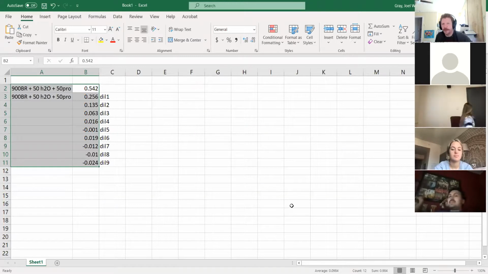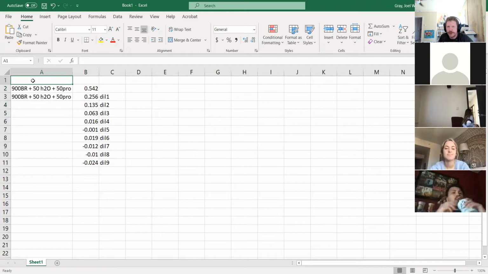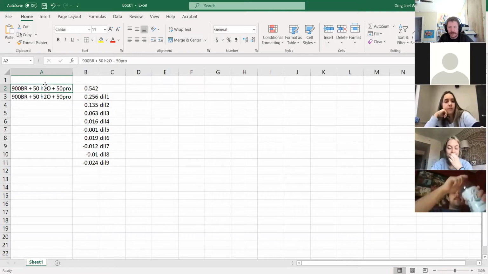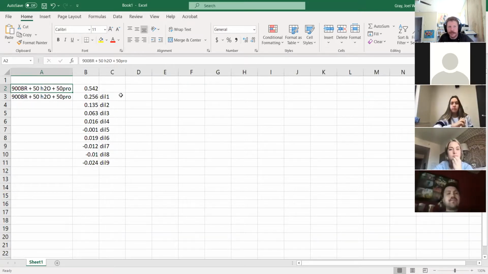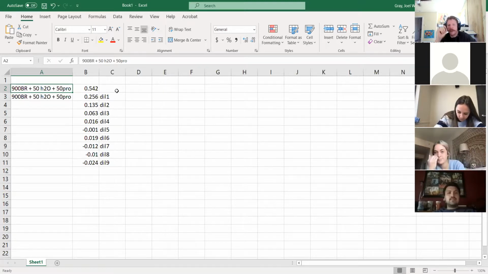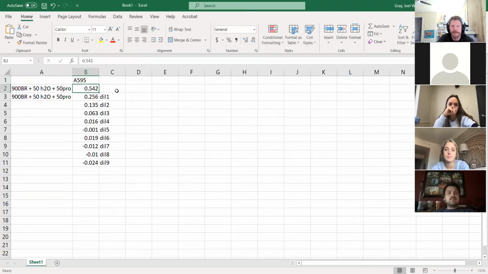So as you can see, I have a very complicated system of what the dilutions consist of and the absorbances. In column A, what I have is a description of what is in that cuvette. If you look at cell 2A, you'll see that I've typed in 900 BR, 50 H2O, and 50 Pro. That stands for 900 microliters of the Bradford reagent, 50 microliters of water, and 50 microliters of my non-diluted protein sample. I mixed those three components together, and I measured the absorbance at 595 nanometers. The absorbance ended up being approximately 0.542.